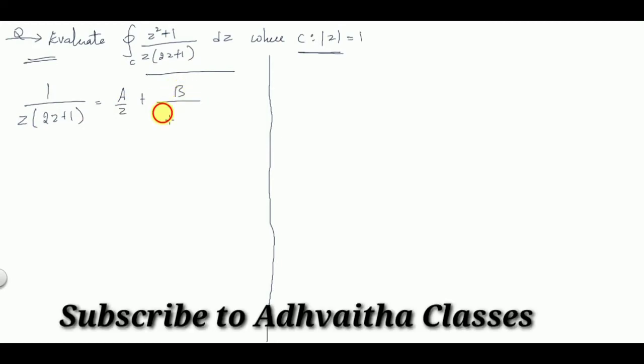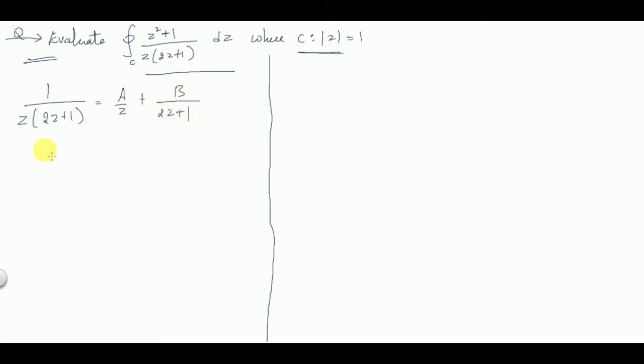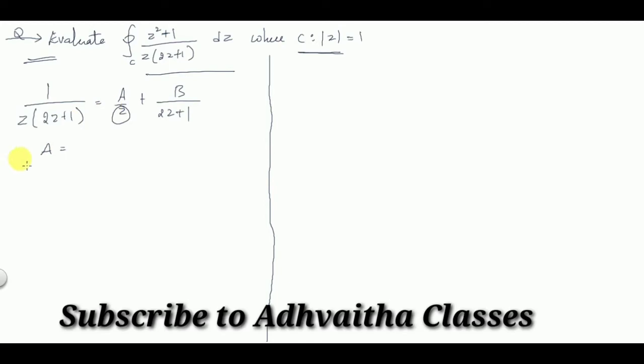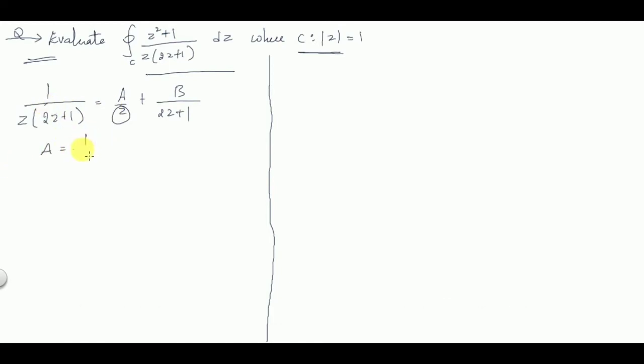Okay, plus b by 2z plus 1. So a will be obtained by substituting z is equal to 0 in this. So 1 by 2 into 0 plus 1 is 1 by 1, which is equal to 1, and b is at z is equal to minus 1 by 2, so it will be 1 by minus 1 by 2, so it will be minus 2. Okay, so solve these partial fractions in the method you know. You can do any method, you will get the same answers.